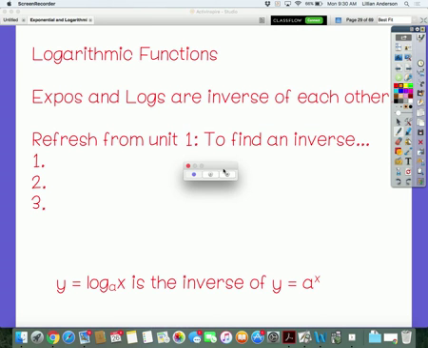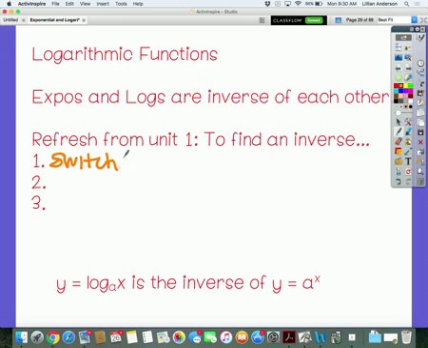Just to refresh your memory from the very first unit, to find the inverse, you do what? You switch x and y. You solve for y. And then you don't forget about your notation, okay? So those same concepts are still going to apply here when you're going from one form to the other, when it asks you to find the inverse. All right, so we're going to look at an example.